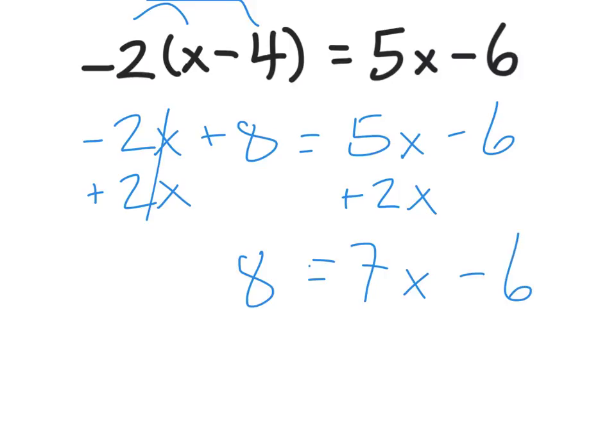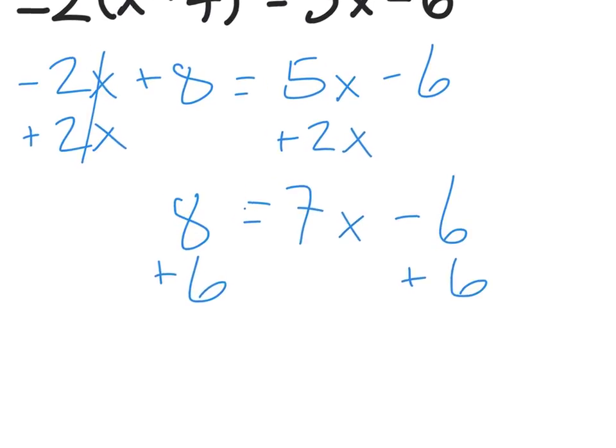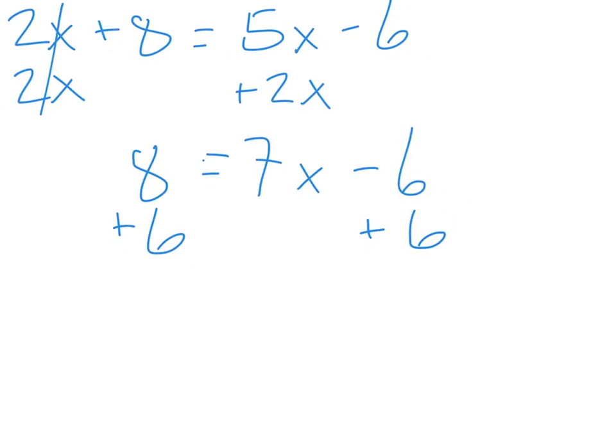minus 6. So all my x's are on the right, so now I need to get rid of this minus 6. I'll do the opposite, plus 6 on both sides. And that should put all of my numbers to the left-hand side. So we have 14 equals 7x. That's the end of step 2. All my x's on the right, all my numbers on the left.